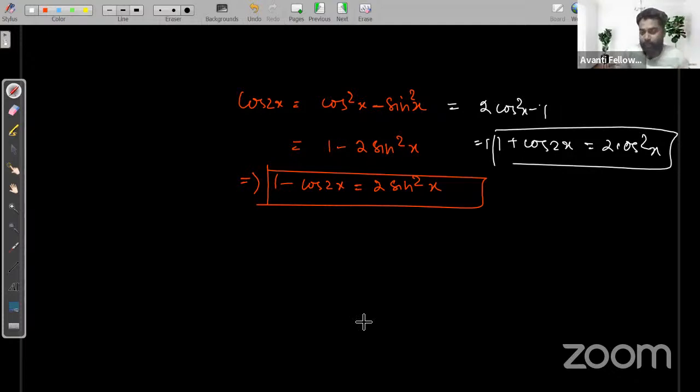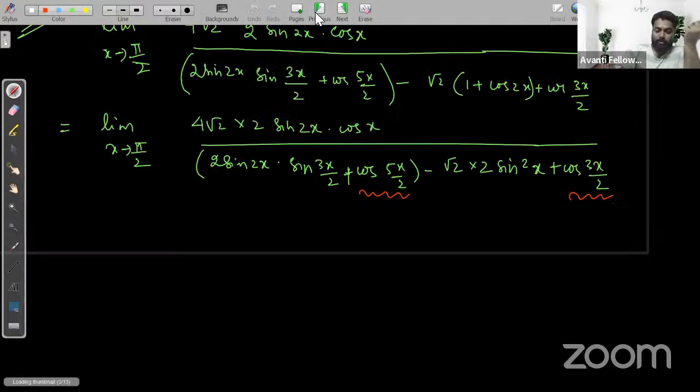Actually we are continuing the topic limit, continuity and differentiability. We are continuing the limit chapter and we are discussing the previous year questions of JEE Advanced. So 1 plus cos 2x becomes 2 cos square x, right? This is the formula, 2 cos square x.